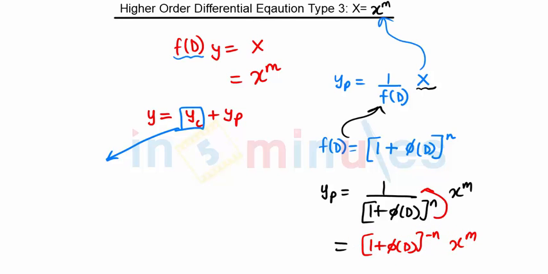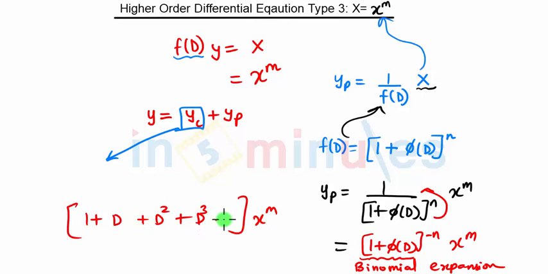So now, to find yp, we expand this by using the binomial expansion. In binomial expansion, we will get the terms 1 plus D squared plus D cubed, acting on x raised to m, and so on. We expand this function of D till it matches with the power of m. Let's say our m is 3, that is, this will be x cubed. So we will expand the terms of D till D cubed only. This will be more clear when we see the problem on this. So this is how we calculate yp in type 3.